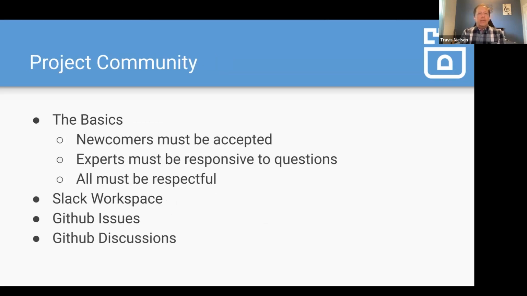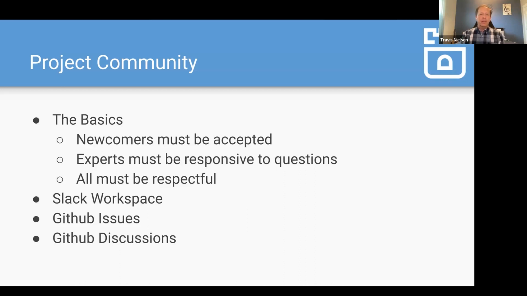And then, more specifically, what have we done in the Rook community? Some basic principles I've tried to hold to since starting the project. First of all, newcomers must always be accepted. All questions are valid. There's no wrong question. At the same time, the experts or the maintainers on the project, and not just the maintainers, honestly, but anyone familiar with the project, it's so helpful if everyone can collaborate on answering questions and helping people get projects running.